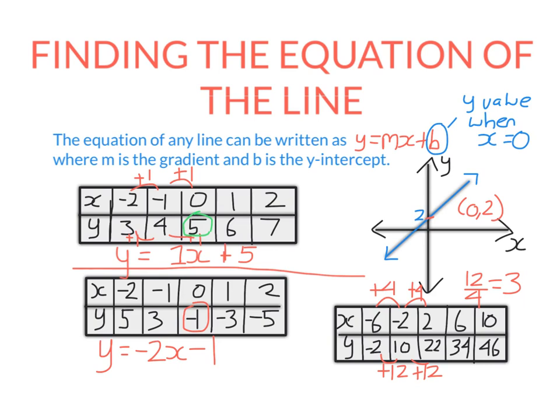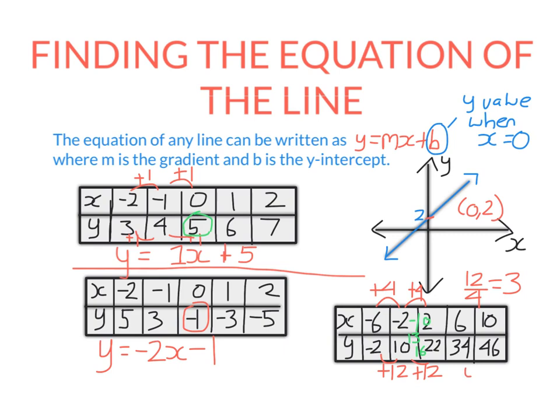So that's the gradient, but what would be the y-intercept? Well, because we now know the gradient, we know that each time x goes up by 1, y goes up by 3, I can add in a few more values to this table. If x were to be -1, y would be 10 plus 3, which is 13. And if x were 0, y would be 13 plus 3, which is 16. So the y-intercept here would actually be 16.